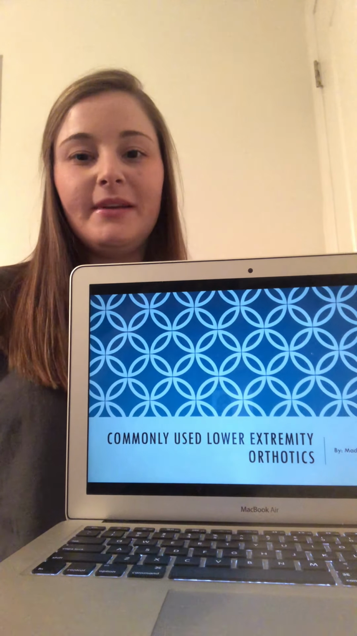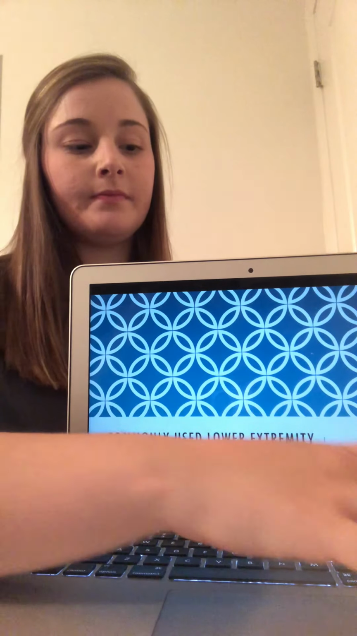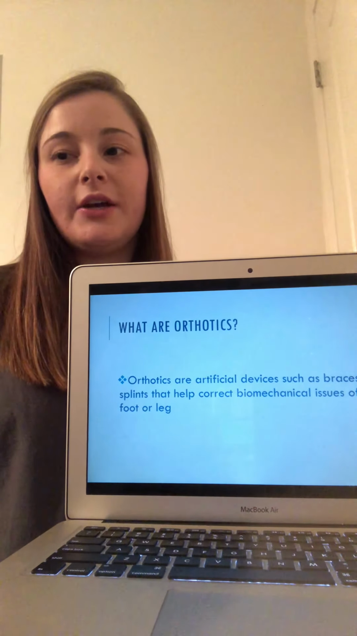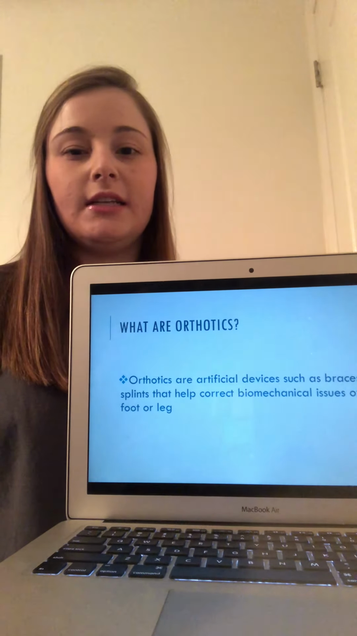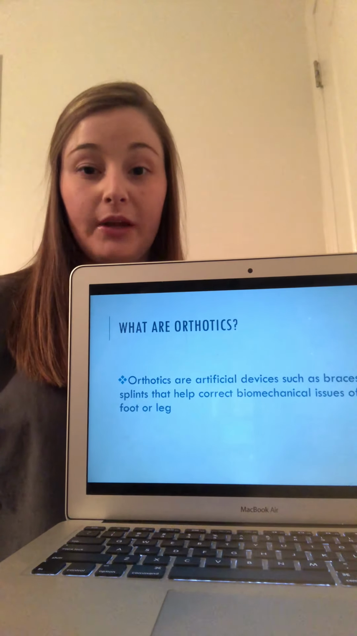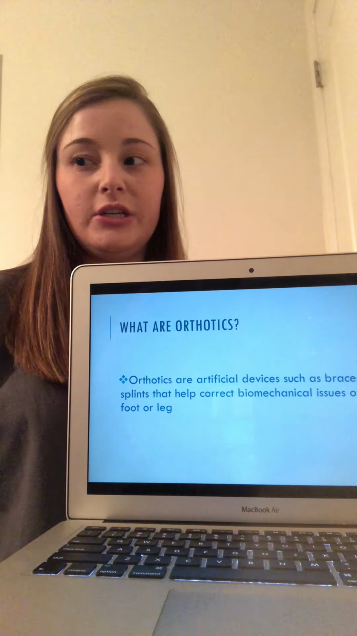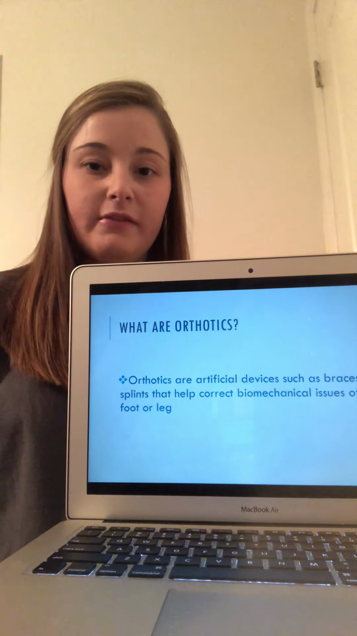Everyone, so today we're going to be talking about commonly used lower extremity orthotics. So the first thing I just want to discuss is what are orthotics. Orthotics are artificial devices such as braces or splints that are going to help correct the biomechanical issues of the foot, the leg, or even the arms.